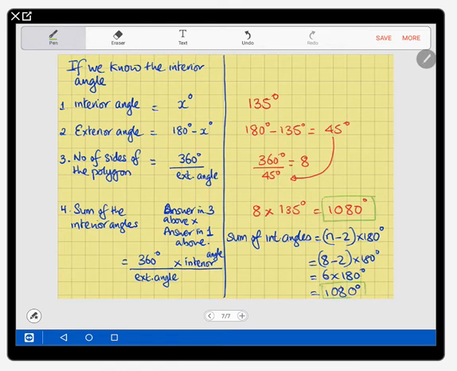And that is the same answer. We've checked it. That's another way of doing it. If you learn this here, it's very simple. Just follow it step by step. What is my interior angle? X. Exterior angle 180 minus X. And number of sides, I take 360 divided by the external angle, like I showed you here before.